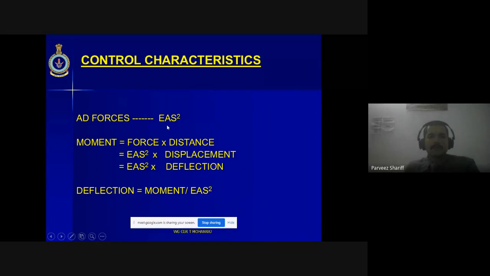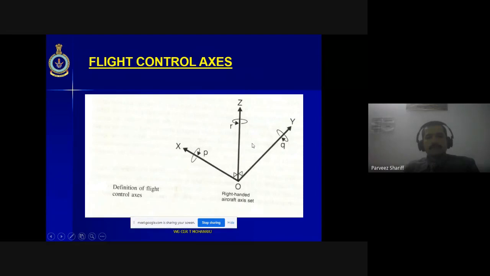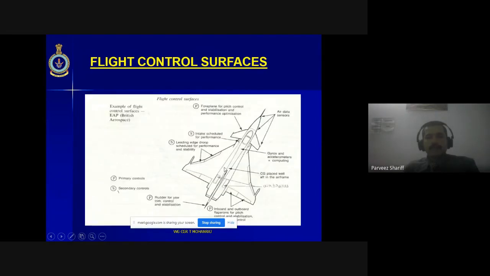So the additional force depends on the effective airspeed squared, and the moment is defined as, we know the formula, force times distance, and here the force is nothing but the effective airspeed squared, and the distance is the displacement. So displacement is nothing but the deflection of these hinged surfaces. So these are the three basic primary surfaces.